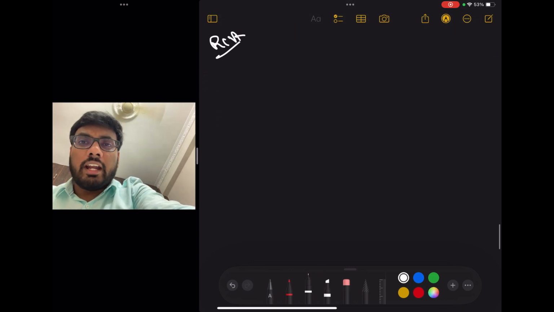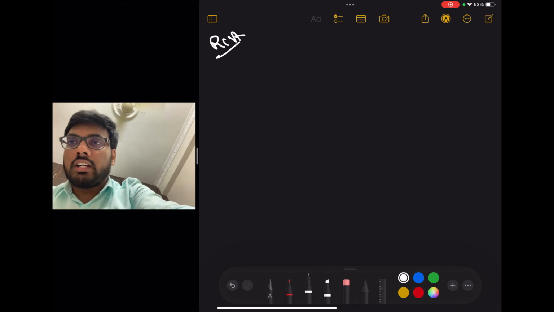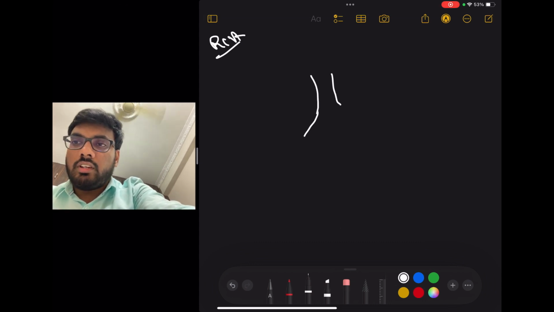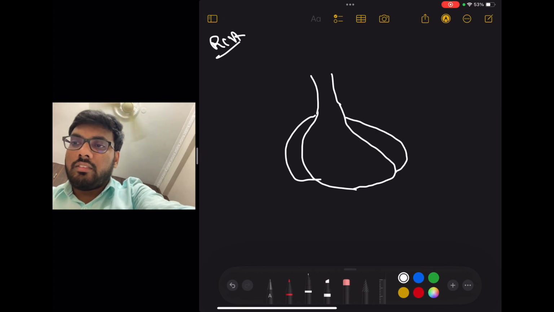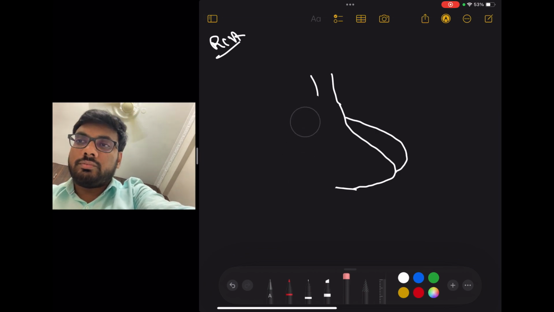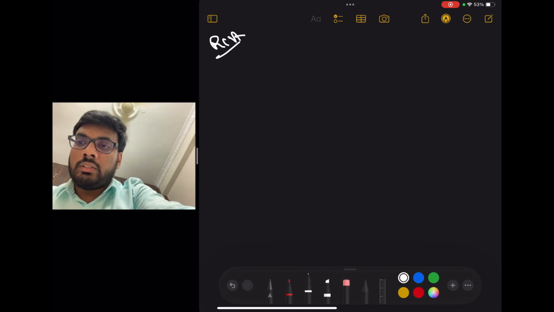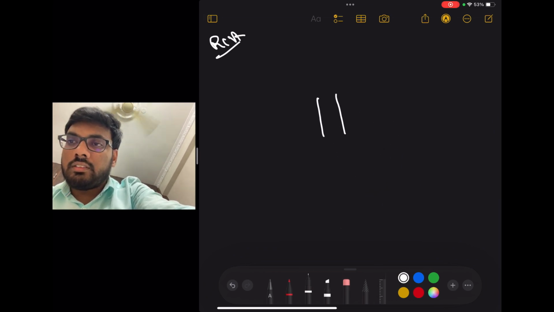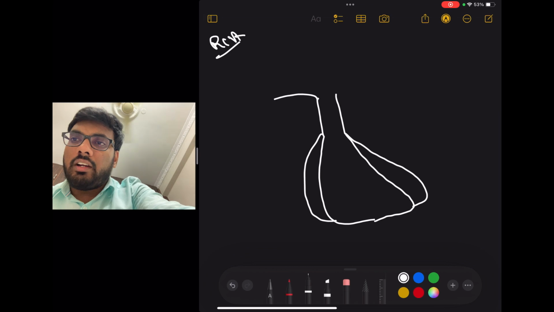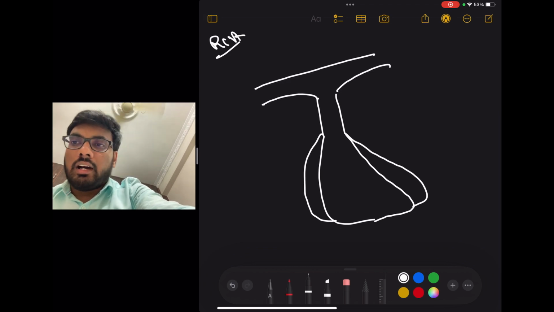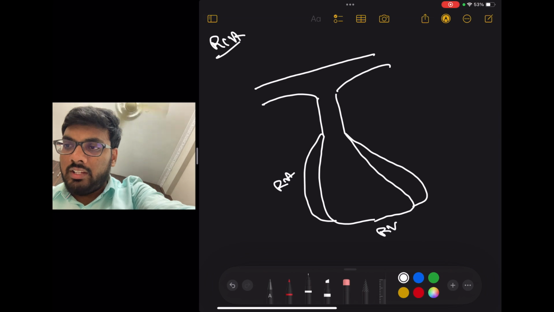Right. To discuss the right coronary artery, you should know about the sternocostal surface of the heart. This is the pulmonary trunk. Right. This is the right ventricle. Here we have the RA, here we have the LV. This is the pulmonary trunk, divided into right and left pulmonary artery. This is RA, this is RV, this is LV.